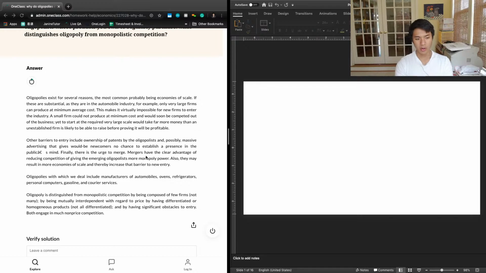Services. An oligopoly is distinguished from monopolistic competition by being composed of few firms, not many, by being mutually interdependent with regard to price, by having differentiated or homogeneous products, and by having significant obstacles to entry, both engage in much non-price competition. So I think one thing that the previous year touches on that I think is also important to highlight is this idea of mutual interdependence with regard to price.